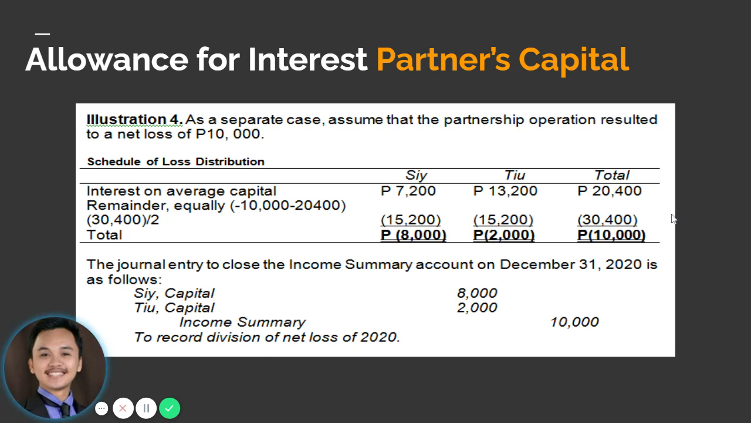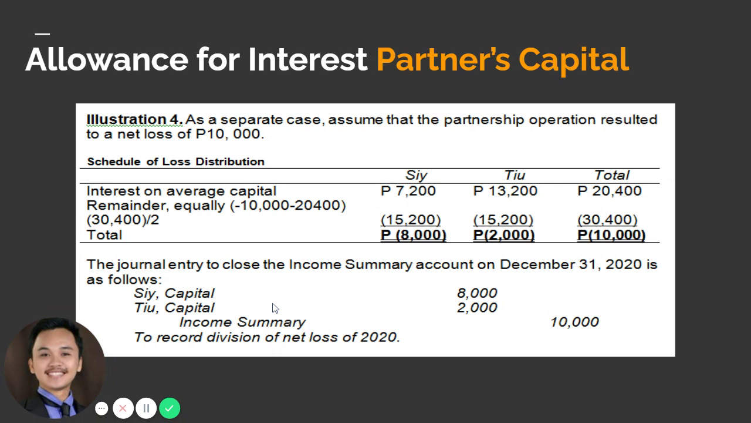Okay, assuming that the partnership operation resulted to a net loss. So how are we going to account if there's a loss? Do we still need to provide our partners allowances or not? So, kailangan pa ba nato sila hatagan og allowance since naa man tay loss? So, the answer is yes or no, depending on the stipulation of the partners.